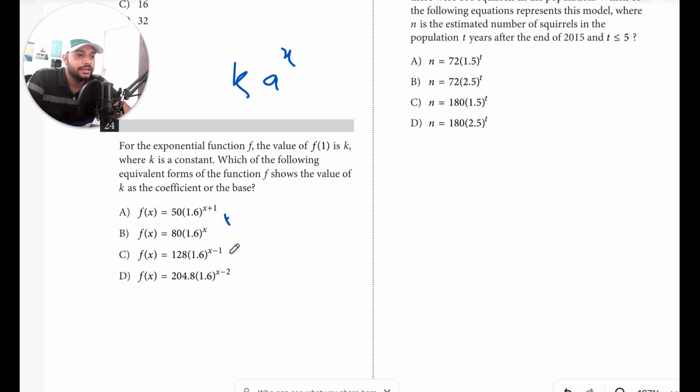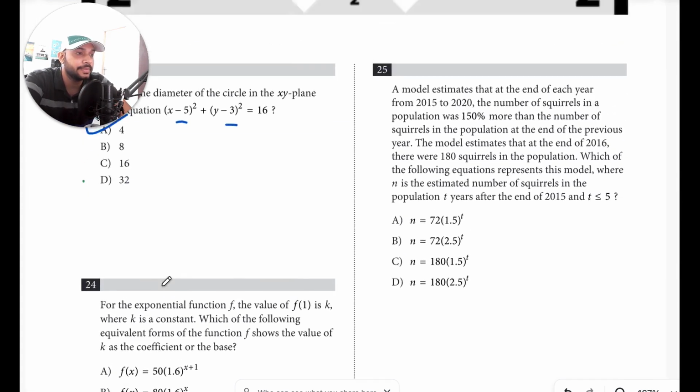Not correct. 128 times 1.6 raised to x minus 1. If I put x equal to 1 here, the exponent becomes 0 and we get 128 as the answer, which is also the constant. So this is the correct answer. If we go on solving by directly taking a hypothetical exponential function, we won't be able to find out the coefficients or the constants. That's why options are needed here.